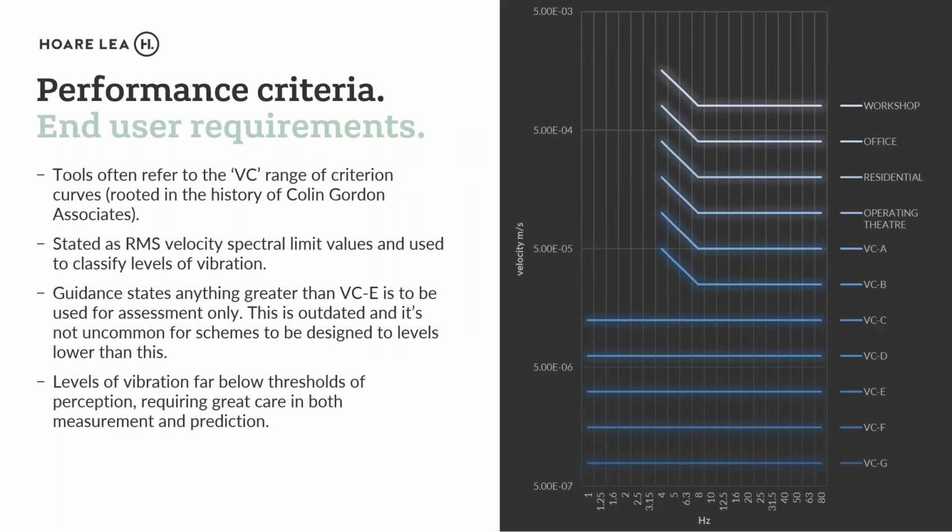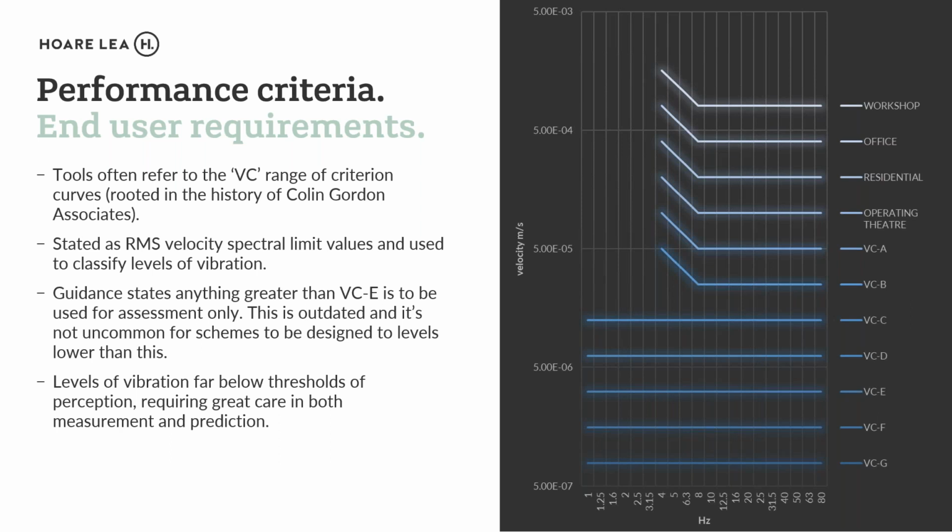So, I mean, we've had a great overview of the VC criterion curves, obviously rooted in the history of Colin Gordon and Eric Ungar. And as was said, it's an RMS velocity value used to classify levels of vibration. The guidance, the accompanying table, which goes alongside these curves, does say that anything greater than VCE, and by greater I mean the VCF and the VCG, is for assessment only.